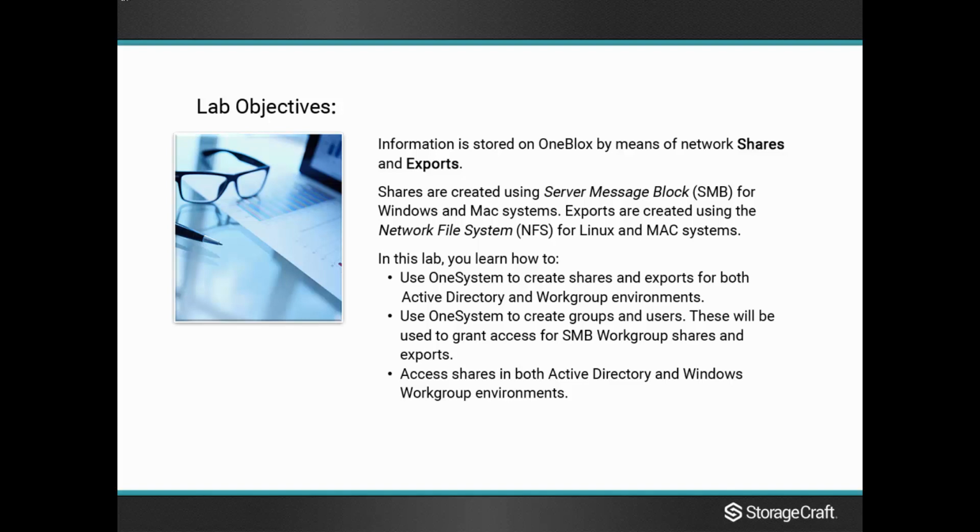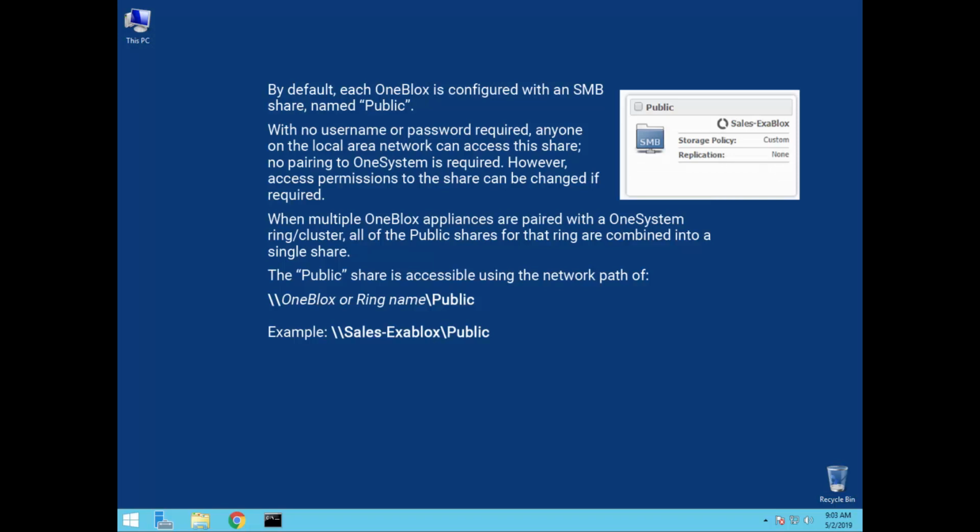In this demonstration, you'll learn how to use OneSystem to create shares and exports for both Active Directory and workgroup environments, and use OneSystem to create groups and users. These will be used to grant access for SMB workgroup shares and exports, and access shares in both Active Directory and Windows workgroup environments. By default, each OneBlox is configured with an SMB share named public.